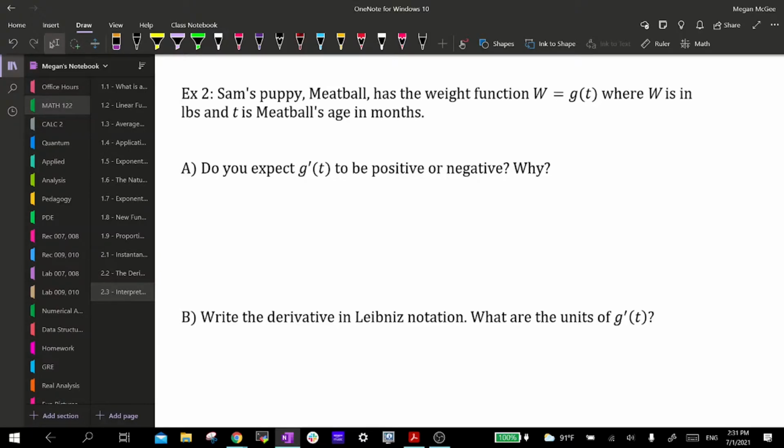So if we think about it, G prime of T, this is the derivative of the weight function, right? Derivative of the weight function. And what does the derivative tell us? How quickly something is increasing or decreasing, right? So, the derivative tells us how quickly something is increasing or decreasing.